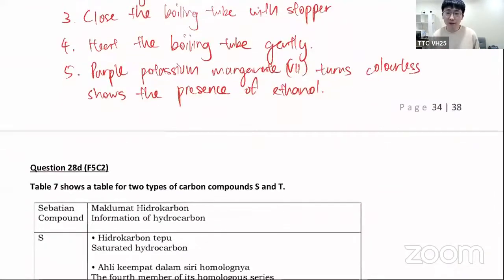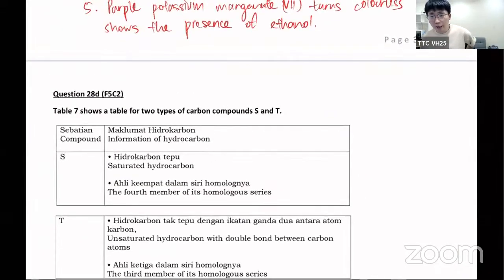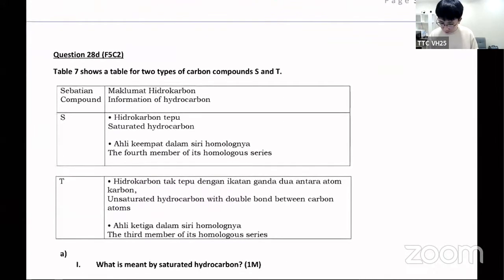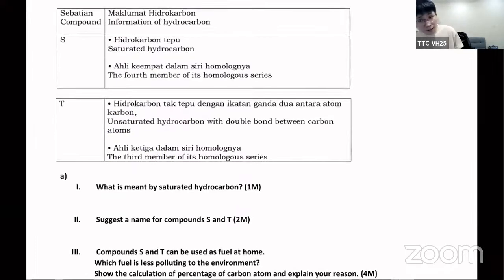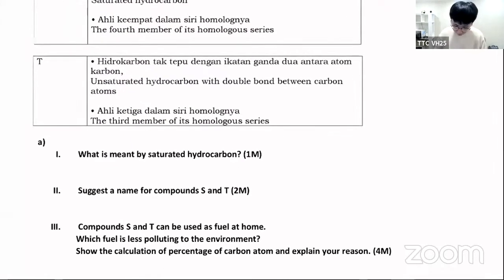Okay, so now moving on to the next one, we have 2 tables. One is compound S, one is compound T. Okay, now S is saturated, the 4th member of the series. T is unsaturated, it's the 3rd member of the series. So what is meant by saturated? So guys, saturated means what? Saturated means only got single bond. Because this time you all told me unsaturated got double bond. Then saturated got single bond.